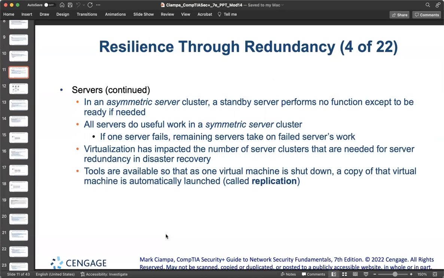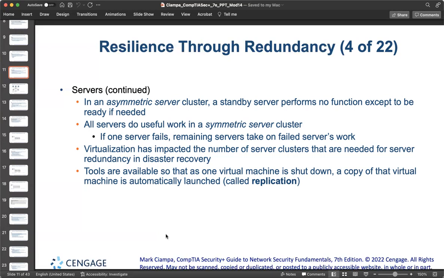All servers do useful work in the symmetric server cluster, though. That's the biggest difference, right? So if no server is standby, you have a symmetric one. All of them are actually doing work. And if one of them fails, the remaining servers can take the work that the failed server is supposed to do. This is the case, for example, where you think about a physical hardware that is taking care of your mail and print services, and another one that is doing Active Directory and DHCP, but they're both doing work.